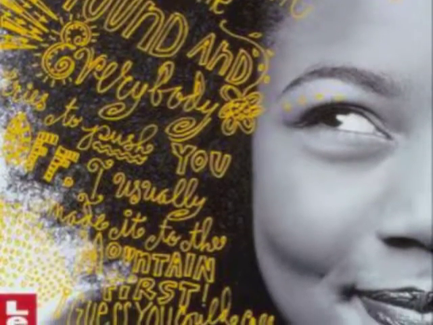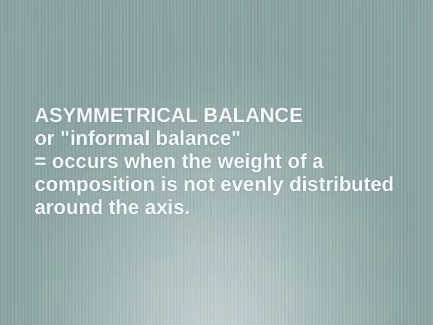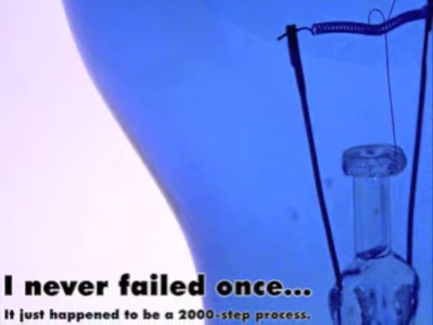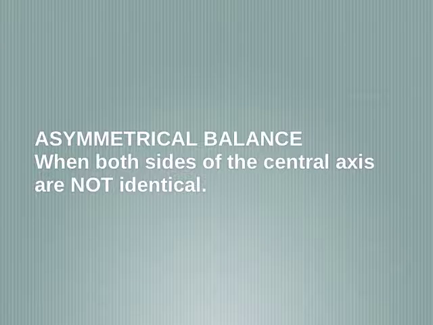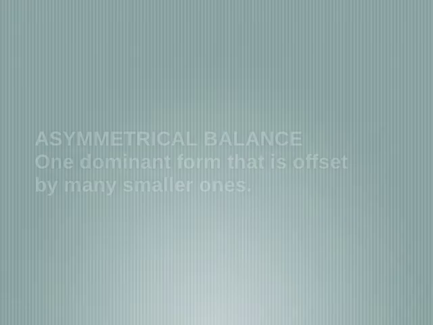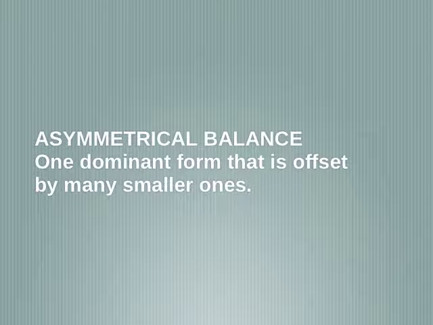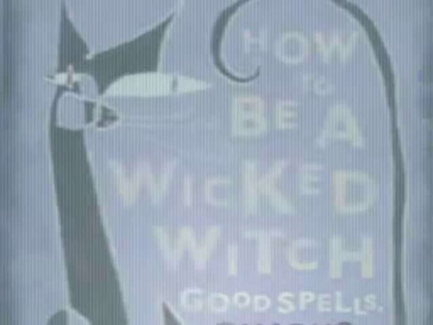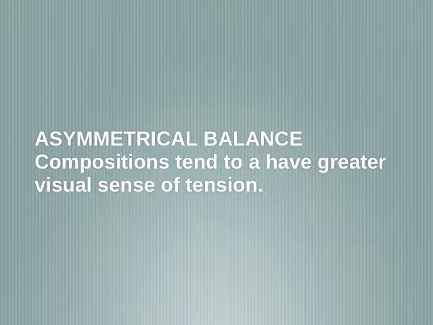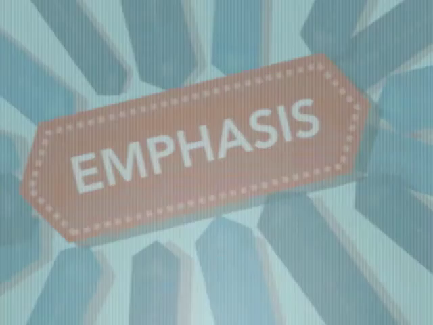Asymmetrical or informal balance. Asymmetrical balance occurs when the weight of a composition is not evenly distributed around a central axis. Under normal circumstances, it exists when both sides of the central axis are not identical. Often, there is one dominant form that is offset by many smaller forms. Asymmetrical compositions tend to have a greater sense of visual tension.